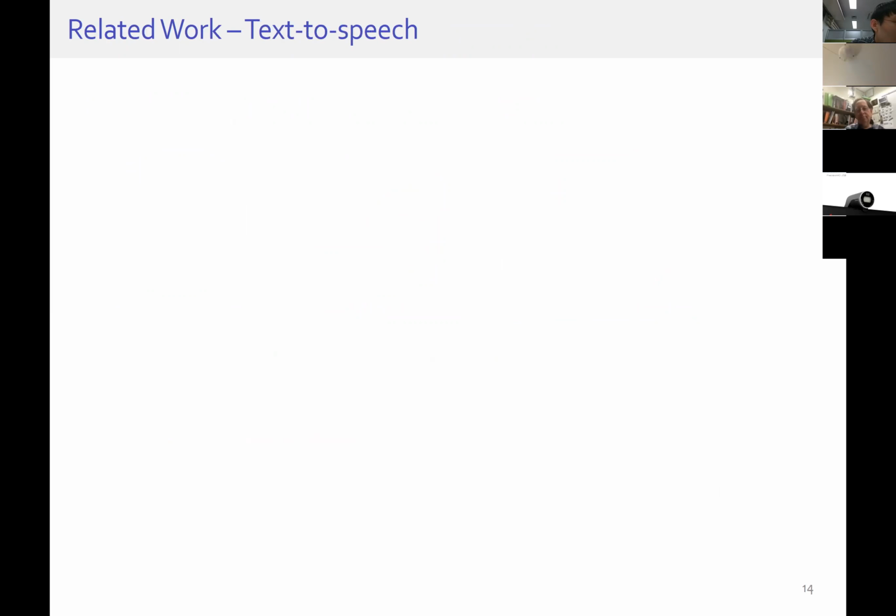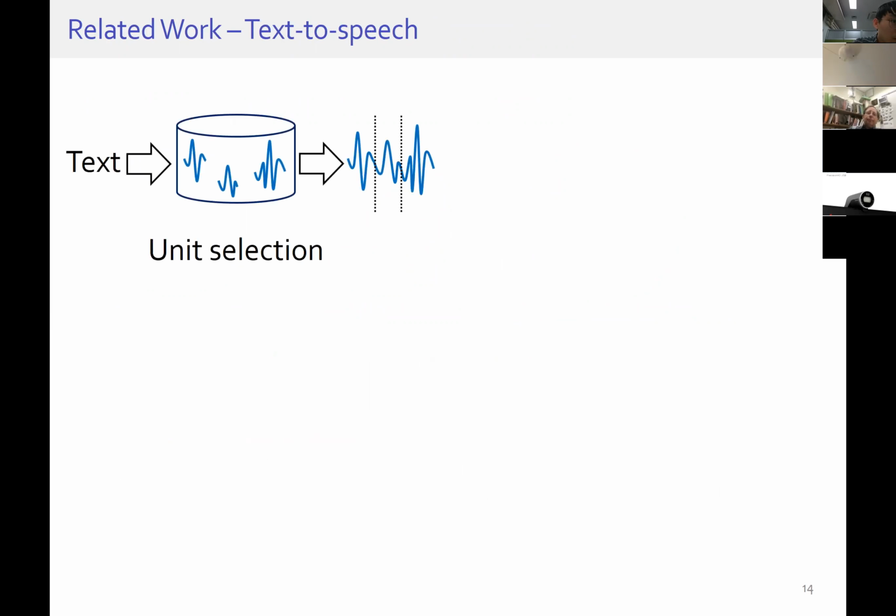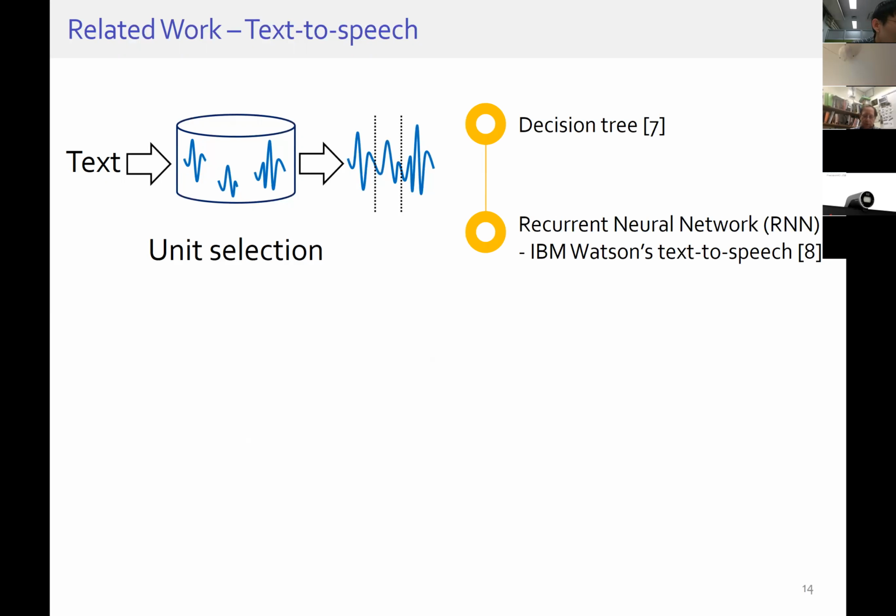There are two kinds of TTS methods. First is unit selection. In this method, when a sentence is given, the model concatenates pieces of real speech from a database to complete the output speech. Recently, a recurrent neural network (RNN)-based model was adopted. An example of unit selection is IBM Watson's TTS service.